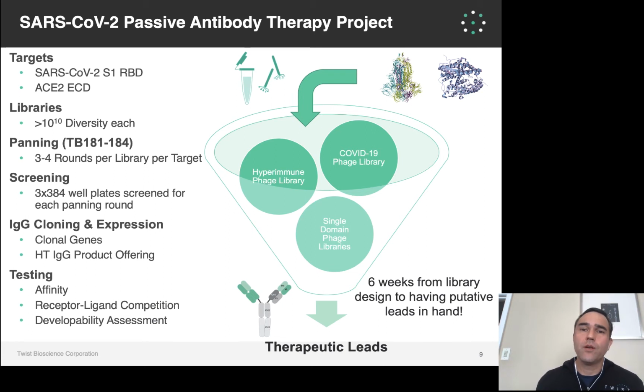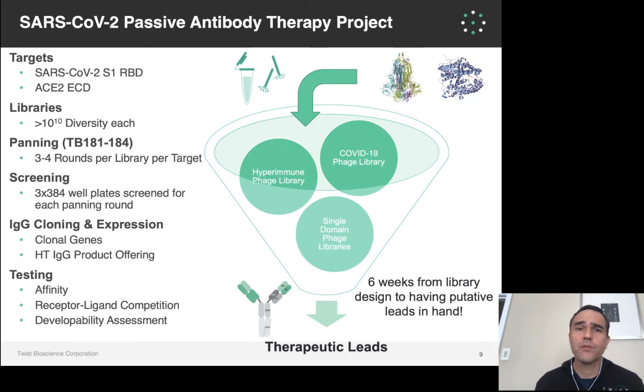So as a whole, as an overview, how do we go after finding antibodies to the virus? Again, we used SARS-CoV-2 S1 RBD as one of our targets, as well as ACE2. We panned 3 different sets of libraries: our hyperimmune antibody phage display library, which again is a fully human Fab library, the COVID-19 library I just talked about, as well as several of our single domain libraries that I mentioned before.